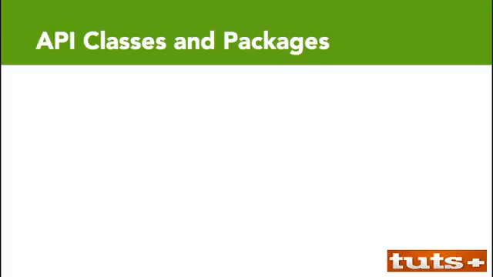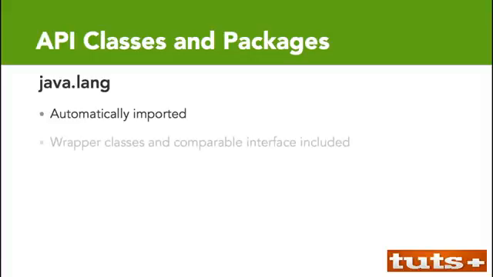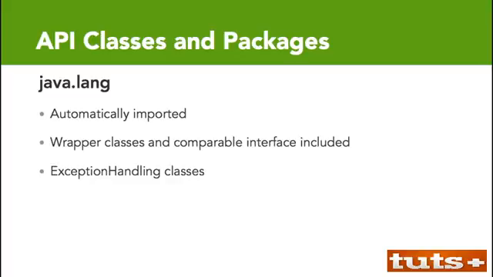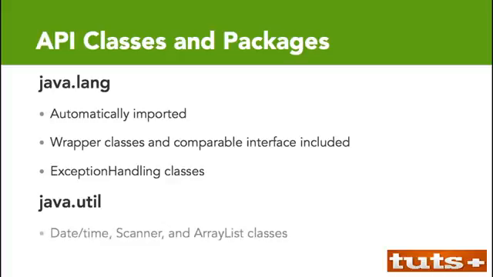The API is included in the Java JDK, but we still need to specify exactly which packages we want to use. Some sample packages available in the API include java.lang. This one is imported automatically for us. You don't have to do anything to use this particular package. It includes wrapper classes, the comparable interface, and exception handling classes. Another important package that we use is java.util. The java.util contains classes for date and time, for the scanner class, which we'll use extensively for reading and writing from the console or reading and writing from files, and array lists.